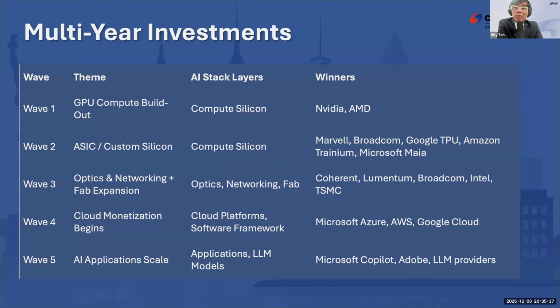Then, of course, cloud monetization. Once that begins, you can see the stack includes your cloud platforms, your software framework. So, like your Microsoft, your Amazon, your Alphabet. Then the last wave will probably be when AI applications are able to scale on a large basis. So this will include your applications and your LLM model. I think Adobe is one of those that is already aggressively implementing some of that into their software. Meta is also one of them, although it's a social media player. It's actually utilizing a lot of that in its advertising solutions for some of the customers.